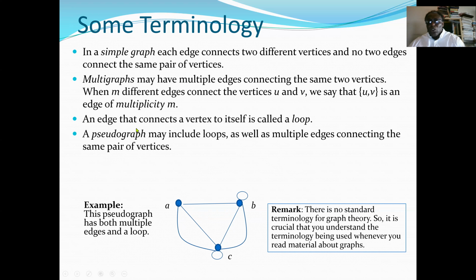Also, an edge that connects a vertex to itself is called a loop. So in vertex B, we have a loop. I may have only one vertex, and I can still have an edge if the edge starts from the same vertex and ends at the same vertex. Then we call it a loop.